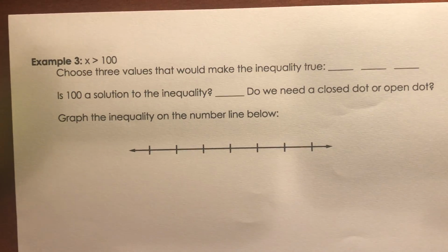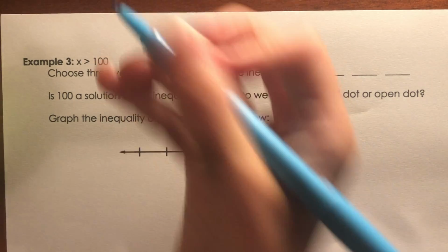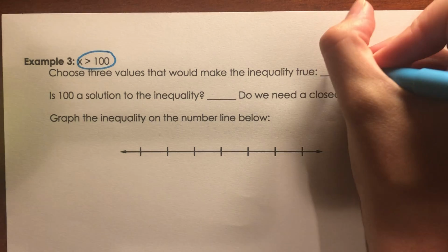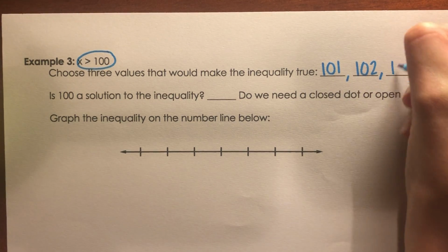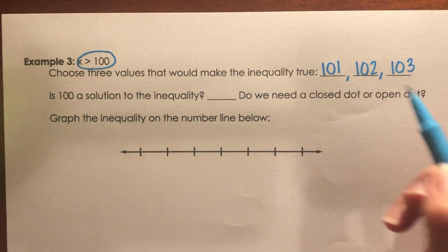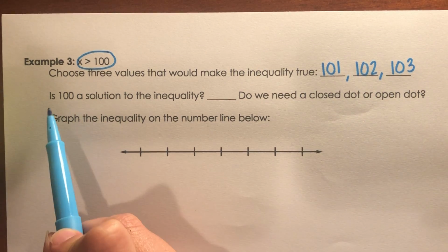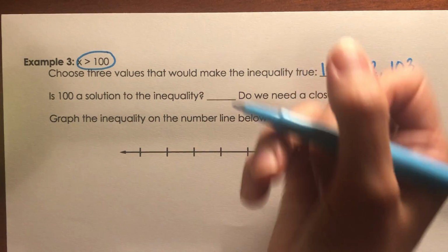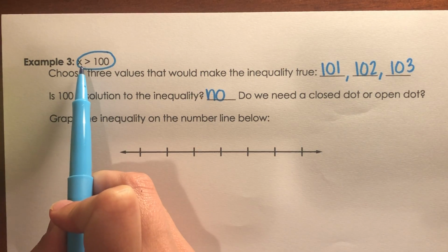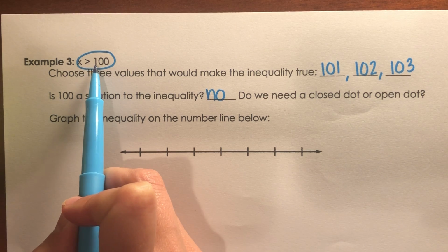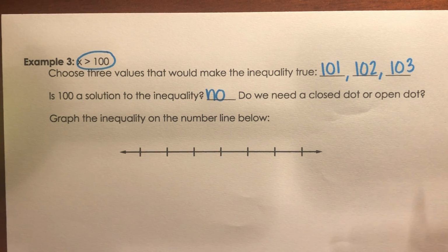Let's do 2 more examples. So our third example, x is greater than 100. So 101, 102, and 103 are all included in that. So is 100 a solution to the inequality? No, it is not, because every solution is greater than 100. It does not include 100. So we are going to be using an open dot.